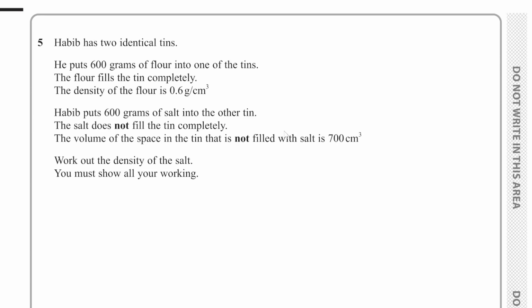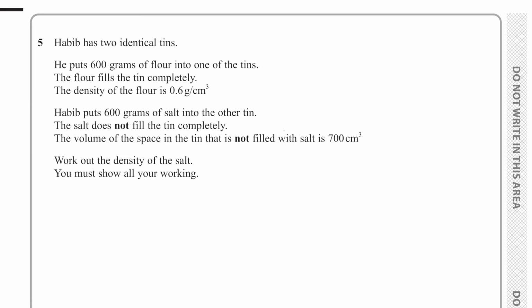Question 5. Habib has 2 identical tins. He puts 600 grams of flour into one of the tins. The flour fills the tin completely. The density of the flour is 0.6 grams per centimeter cubed.